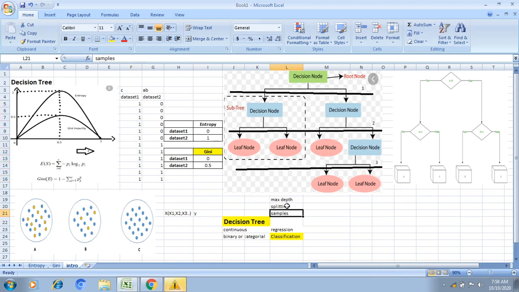Here I mention that the max samples criteria is only 3. Then my tree looks like only this much. This decision node will be replaced with a leaf node. For example, if I mention to the decision tree max samples only 6, these are 12, this is 6 and 6, so my tree is limited to up to here.